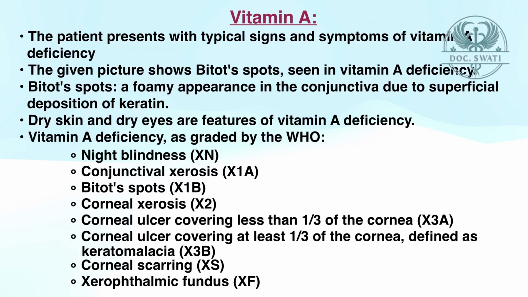Vitamin A deficiency as graded by WHO: night blindness XN, conjunctival xerosis X1A, Bitot spots X1B, corneal xerosis X2, corneal ulcer covering less than 1/3 of the cornea X3A, corneal ulcer covering at least 1/3 of cornea defined as keratomalacia X3B, corneal scarring XS, xerophthalmic fundus XF.